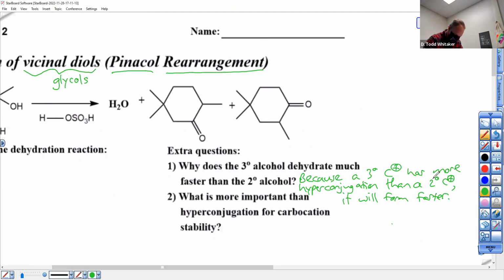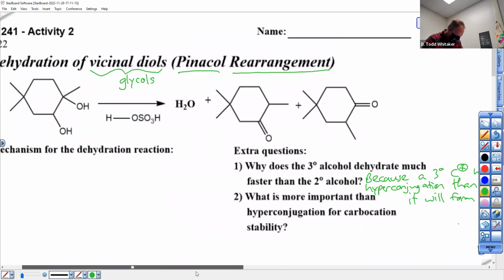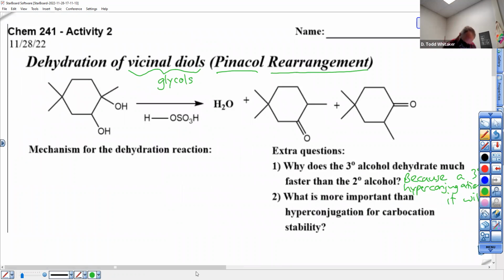Tertiary carbocation has more hyperconjugation than a secondary. It will form faster. We'll do the tertiary mechanism first, since it happens first. Step 1, make it a better leaving group.